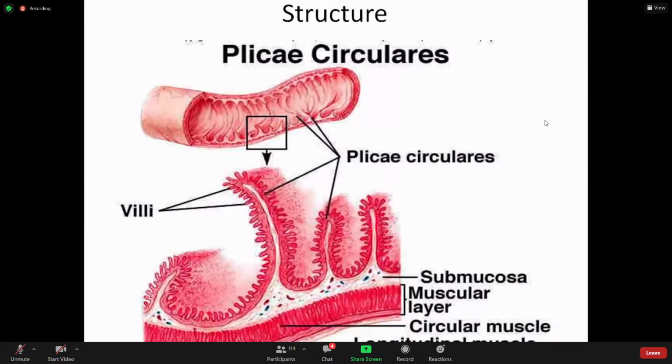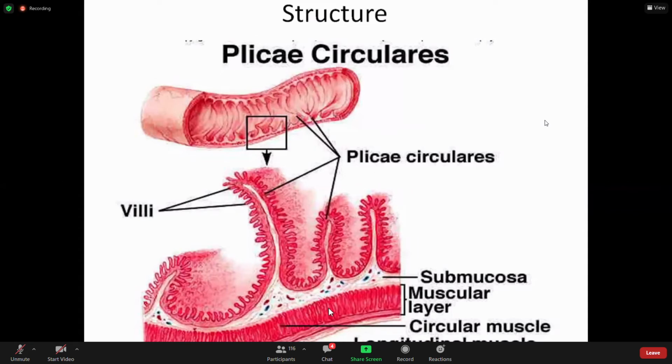From within outward, they are the mucosa, which contains the epithelial cells, and those epithelial cells also have microvilli. The mucosal finger-like projection towards your lumen is the villi. And then there are some permanent circular mucosal folds, which are permanent in nature and do not disappear during distension of the small intestine. They are termed plica circularis.